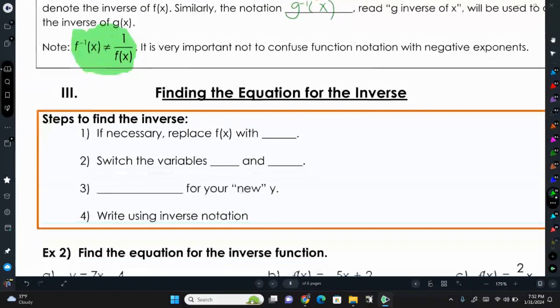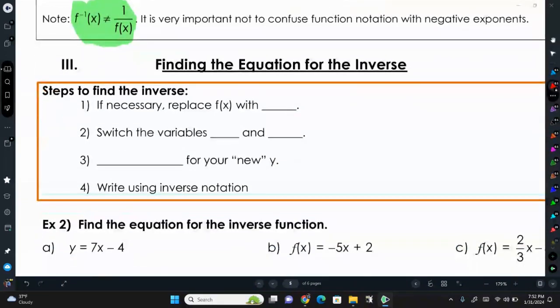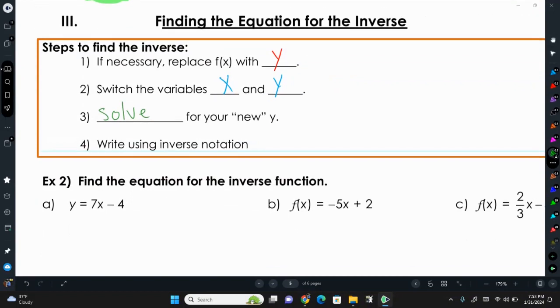So to find the inverse algebraically, the first thing we do is f of x, g of x, h of x, whatever our function notation is, we replace that with y. Then we switch the variables x and y, because remember, the very first thing we learned about inverses is that we switch the x and y values. So once we switch the variables x and y, we then solve for our new y, which means get y by itself.